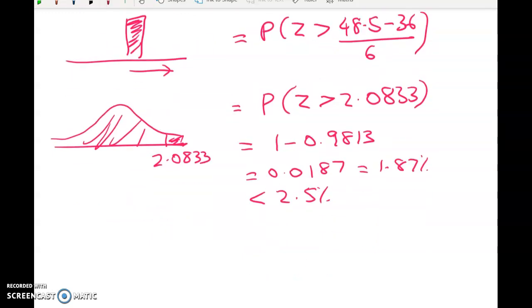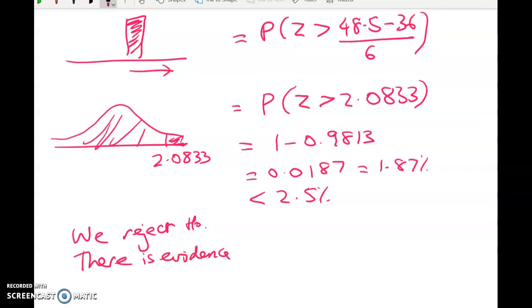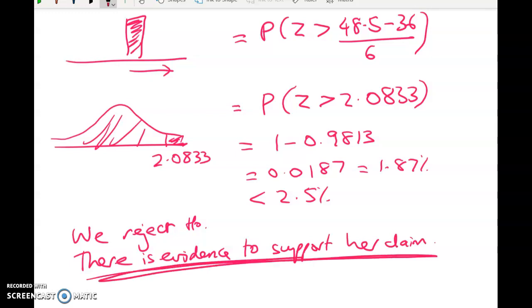So we reject H0. So we need to say more than that, though. We need to say we reject H0, and then we need to put it in context. Okay, so there is evidence. I mean, no one cares about rejecting H0. We want to know about the manager's claim. So there is evidence to support her claim, or his claim. I can't remember. Okay, there is evidence to support her claim.